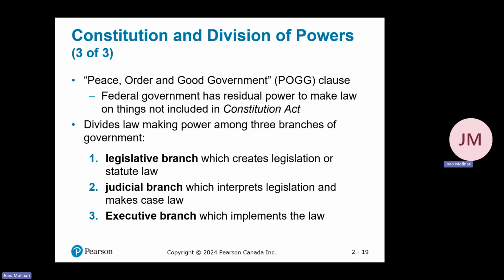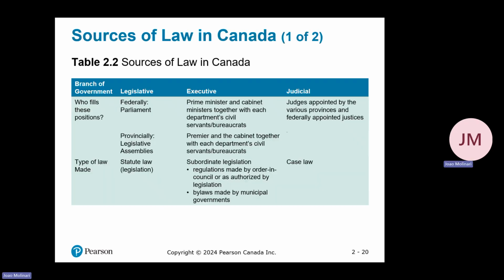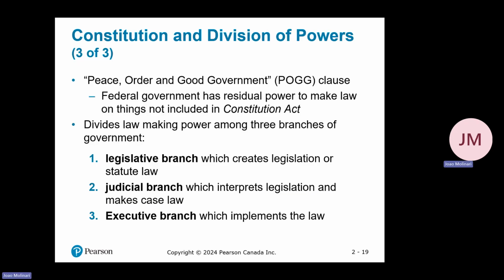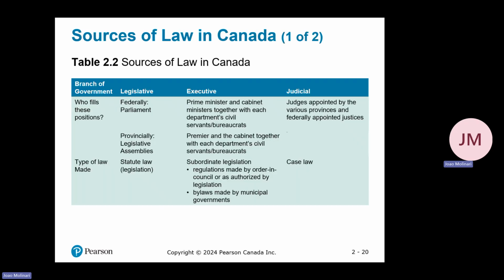And then we have the executive branch. Who is the executive branch? The prime minister and the cabinet at the federal level, and the premier and their cabinet at the provincial level. What kind of law do they make? Well, first of all, they implement the law that is created by the legislative branch, and they make bylaws and regulations.